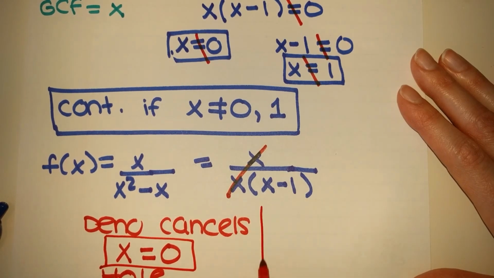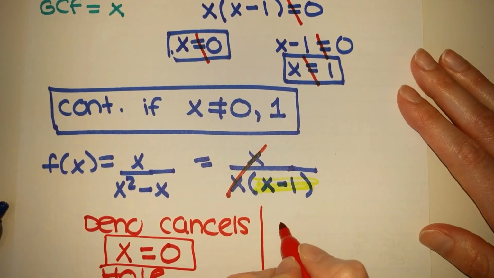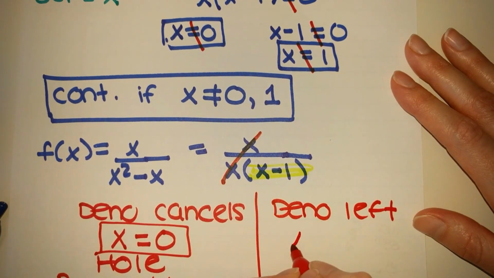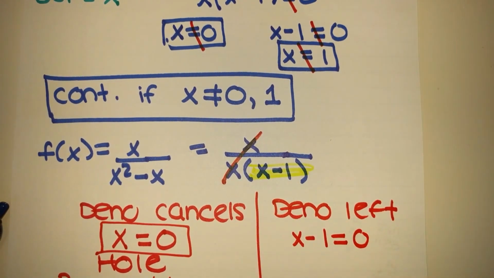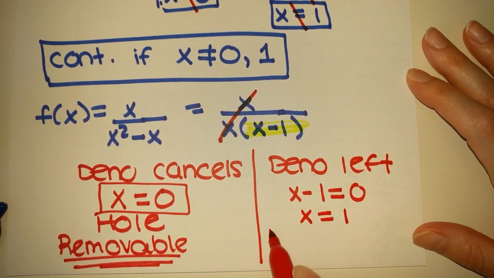Now, what is left over is this x minus 1. And that x minus 1, the leftover denominator, is going to be set equal to 0, and that we could not remove. So it is a non-removable discontinuity. So we have at x is equal to 1 a non-removable.